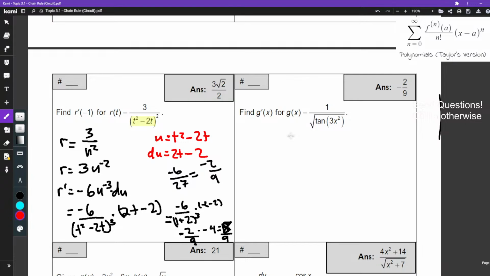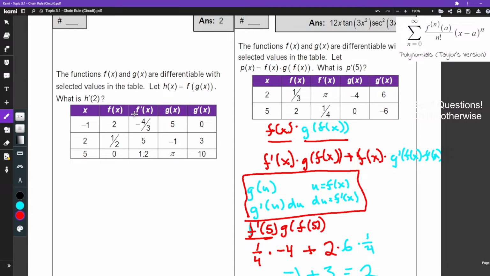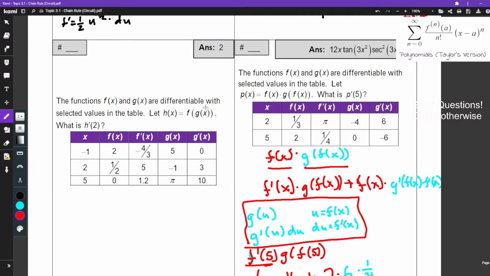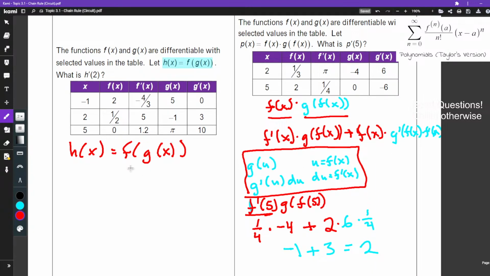Now, I want to talk about the quiz. This one right here, number 20, is a lot like one question on the quiz. So remember, before you even plug anything in, you have to do the chain rule. If you're not doing the chain rule on the quiz, then you probably did it wrong. So if this is H, that's a function of a function, so the inner function has to be a chain rule.